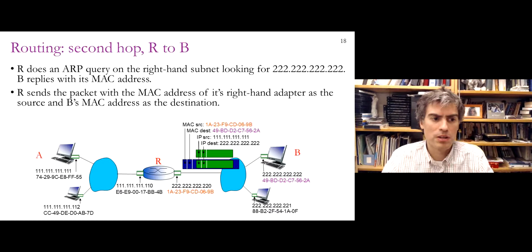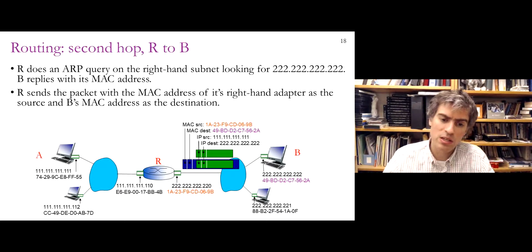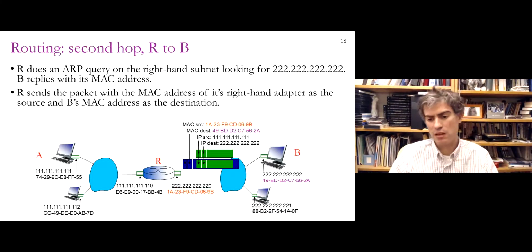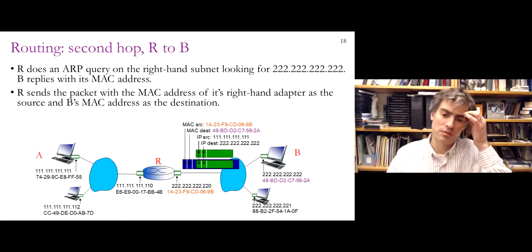So it might use ARP. It might do an ARP query in this right-hand side subnet to get the MAC address that it needs. Before it forwards this, it might need to do an ARP request. It gets the destination MAC address for B, which is 49.bd.d2, and so on, and puts that in the destination. It wraps up the packet and sends it. And then finally, B will accept it because it sees its own address in the destination MAC address.